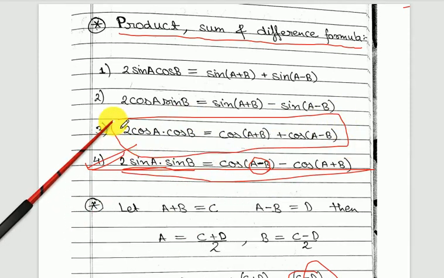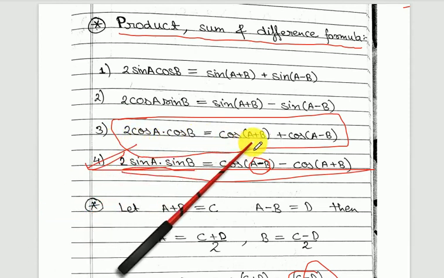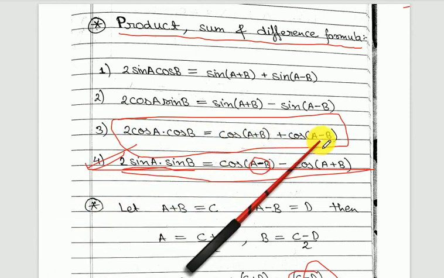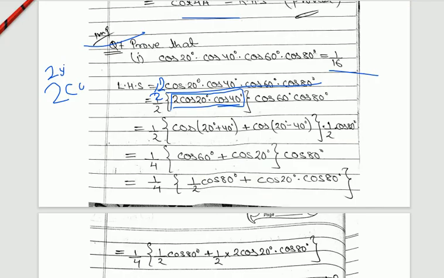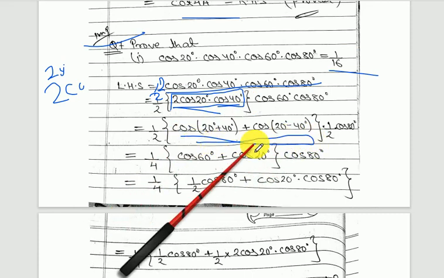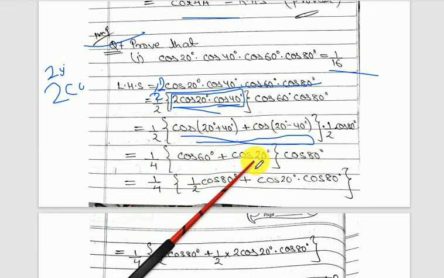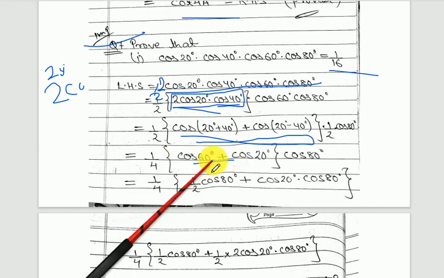This formula, okay, like here, if you have something like this, 2 cos a into cos b, then this is equal to cos (a plus b) plus cos (a minus b). So using this formula, this 2 cos 20 into cos 40 can be written as this. Okay, then you get cos 60 plus cos 20. 60 is a standard angle, and you know cos 60 is half.